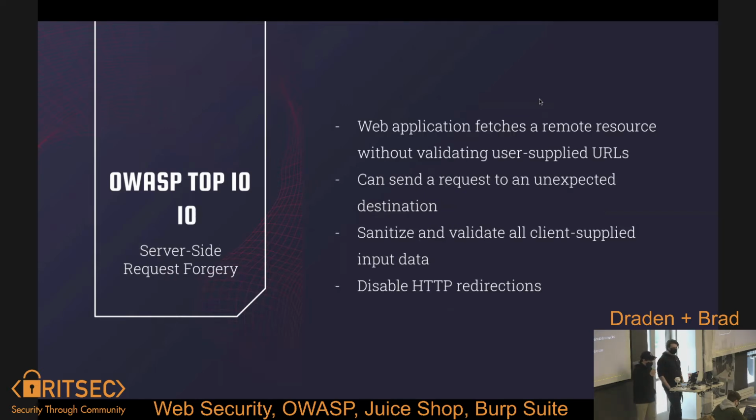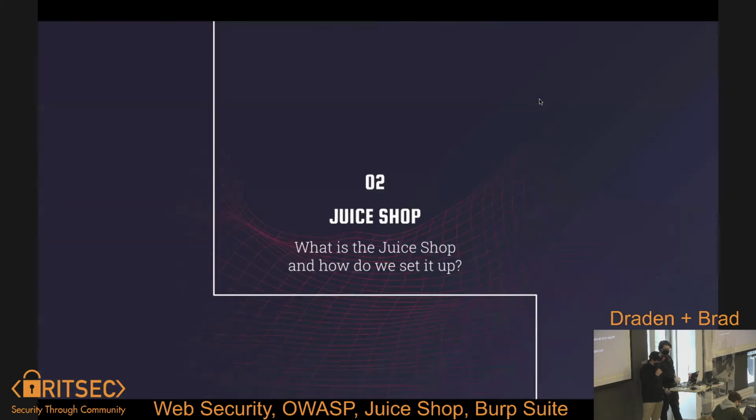Number 10, server-side request forgery. This happens when a web application fetches a remote resource without validating a user-supplied URL. So you can send a request to an unexpected destination and get information about internal systems. Say there's an internal web server that you wouldn't be able to access from the outside, but you can get the application to say, hey, I want localhost on this port, and then you are able to get the results from that. That's more information on other potential attack vectors, so you should sanitize and validate all client-supplied input data and maybe disable HTTP redirections.